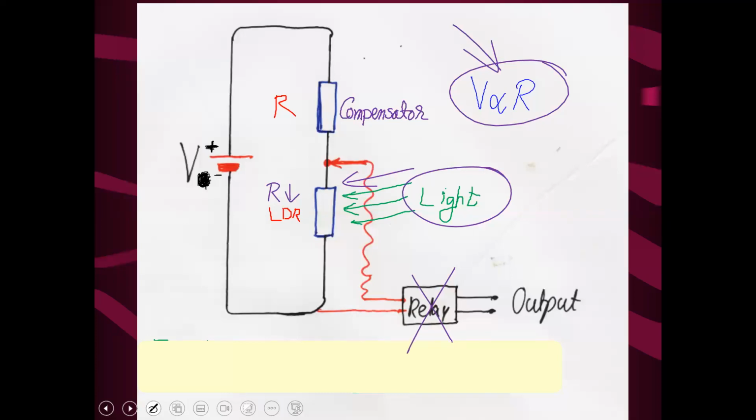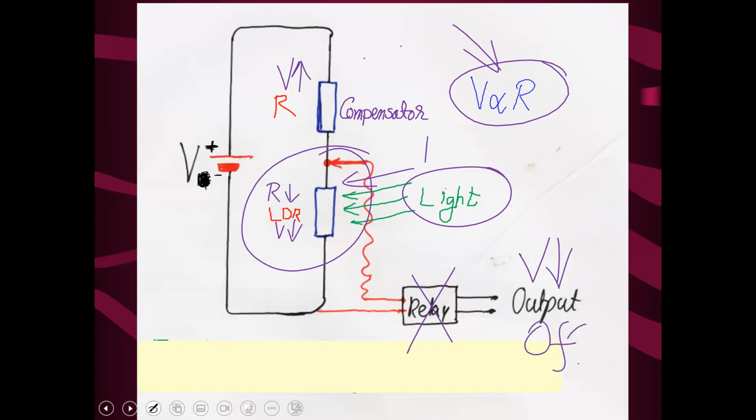When resistance decreases, voltage also decreases, and there the compensator will compensate it. Voltage will increase up. So the slider is here, so the output voltage will decrease. When voltage is decreasing, the device will get off. So suppose it is the daytime, it will switch off the device. And when it is the night time, it will automatically switch on the device.